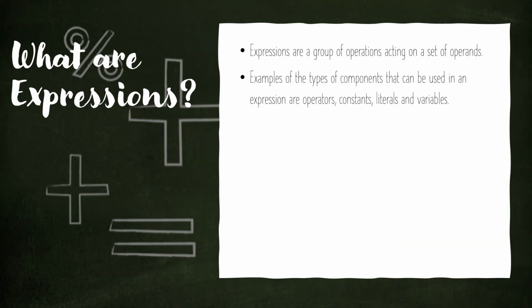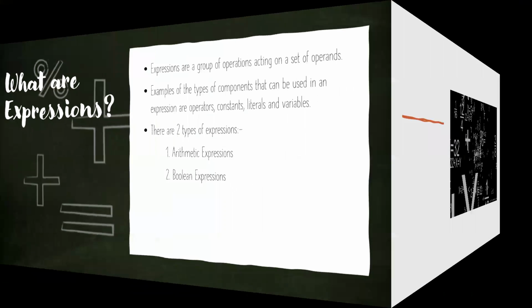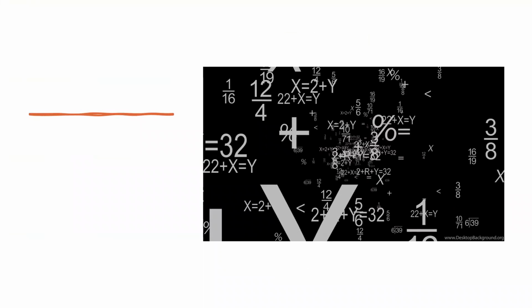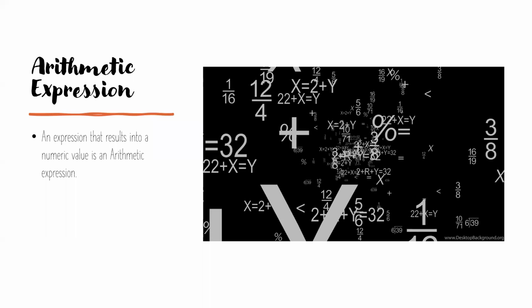There are two types of expressions. The first is arithmetic and the second is Boolean. So what are arithmetic expressions? They are a certain type of expression that result in a numeric value or an arithmetic value, thus called an arithmetic expression. They consist of constants, literals, arithmetic operators, and mathematical functions, which we will learn in later classes.